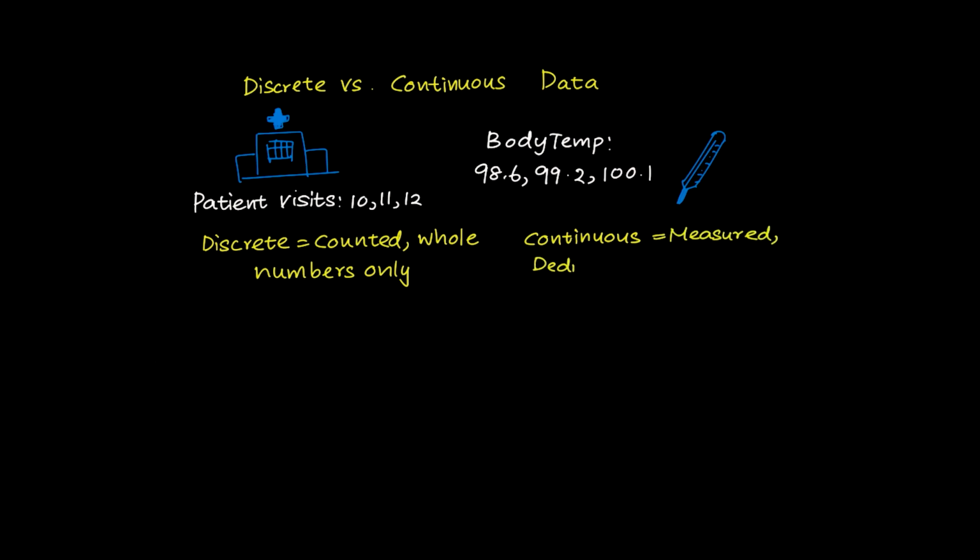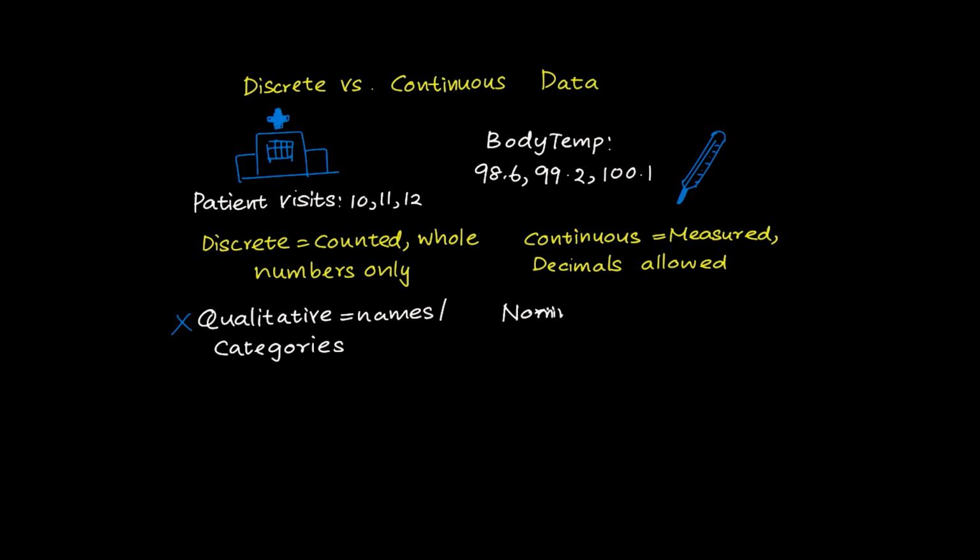Continuous data, on the other hand, is measured and can land on virtually any value, including decimals, like a temperature of 98.6 degrees. So why aren't the other options right? Qualitative data deals with names and categories, not numbers. Nominal data is a subtype of qualitative, where categories have no order at all. Neither of those fits when we're talking about counting whole numbers.